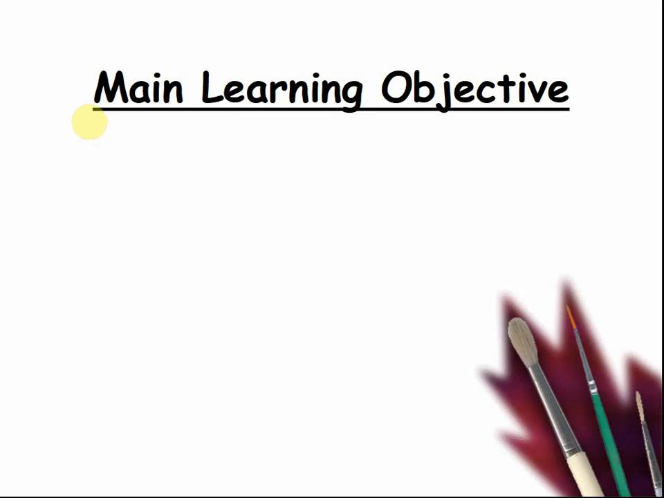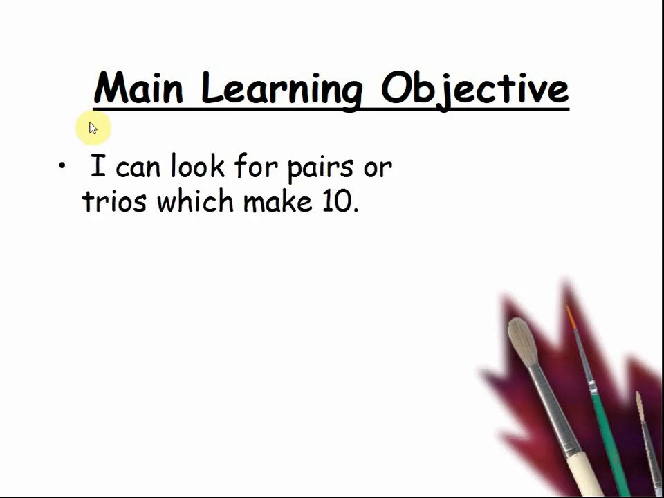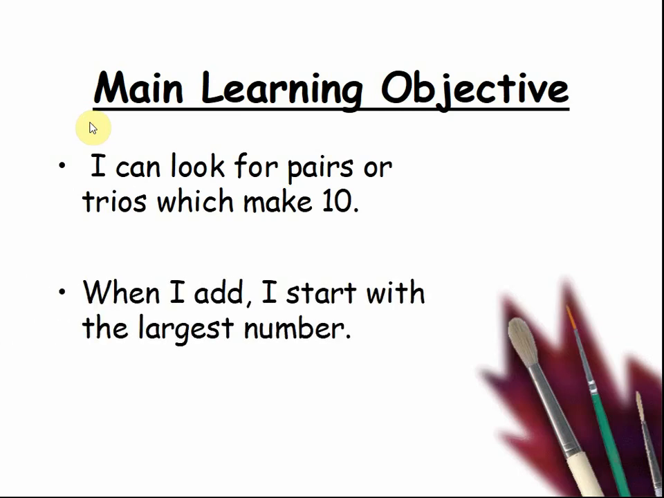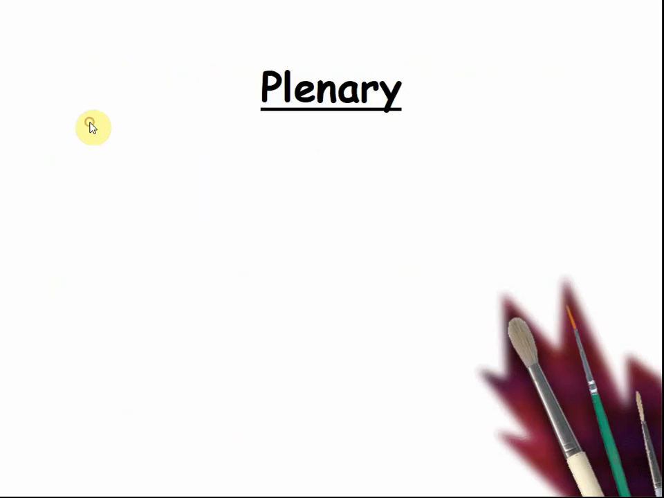This was the main learning objective. I can look for pairs or trios which make 10. When I add, I start with the largest number. I look for doubles.